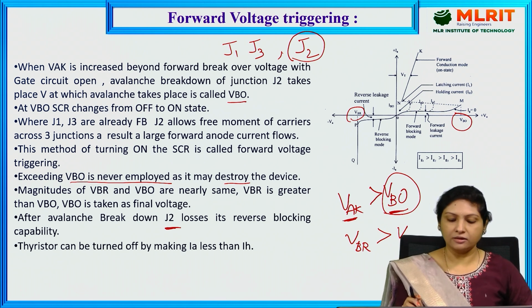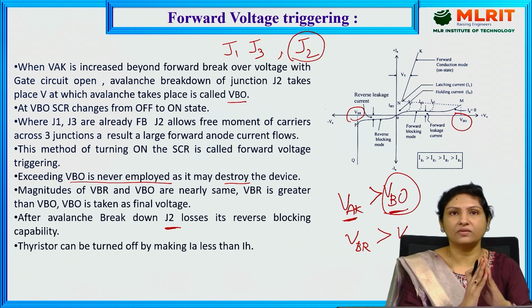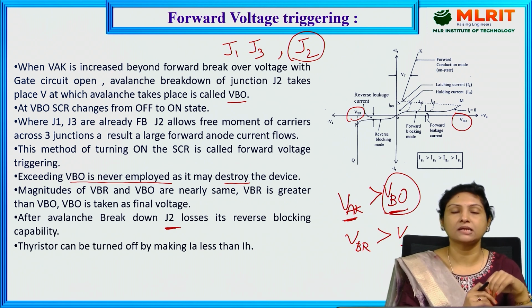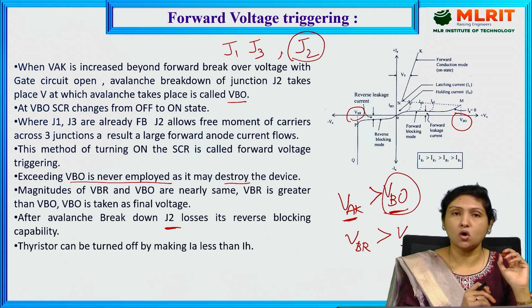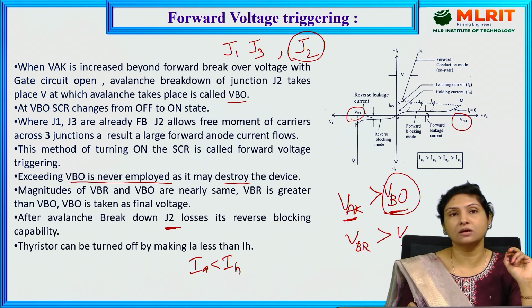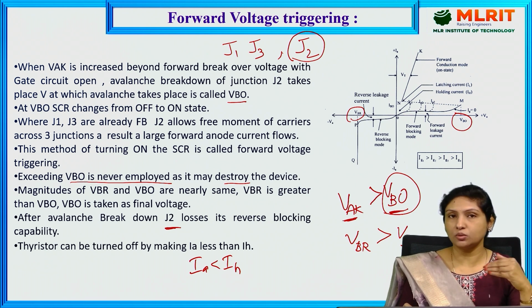So okay, fine, we can turn on the thyristor like this. How to turn off the thyristor in this case? Thyristor can be turned off by making the anode current less than the holding current. If you can bring the anode current lower than the holding current, in that case, we can turn off the thyristor.